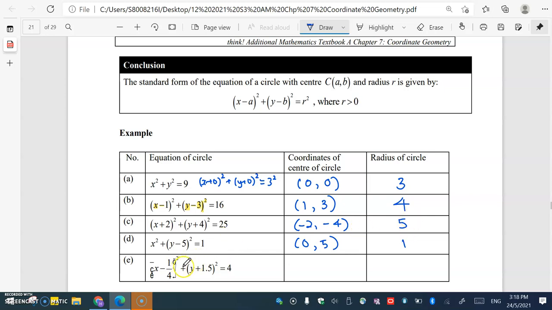For the next part, refer to your question. You will see that (x − 1/4)² + (y + 1.5)² = 4. Therefore, for this one, your answer for the center of the circle should be 1/4, and then this is positive 1.5, therefore it should be negative 1.5. And then your radius of the circle is 2.